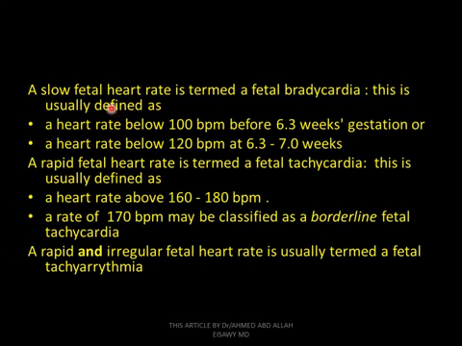A slow fetal heart rate is termed fetal bradycardia. This is usually defined as a heart rate below 100 beats per minute before 6.3 weeks gestation, or a heart rate below 120 beats per minute at 6.3 to 7 weeks. A rapid fetal heart rate is termed fetal tachycardia. This is usually defined as a heart rate above 160 to 180 beats per minute. A rate of 170 beats per minute may be classified as a borderline fetal tachycardia.